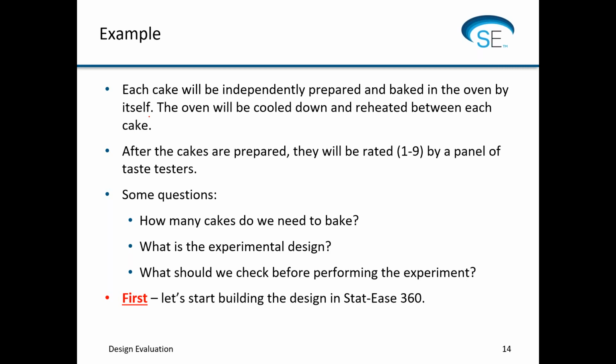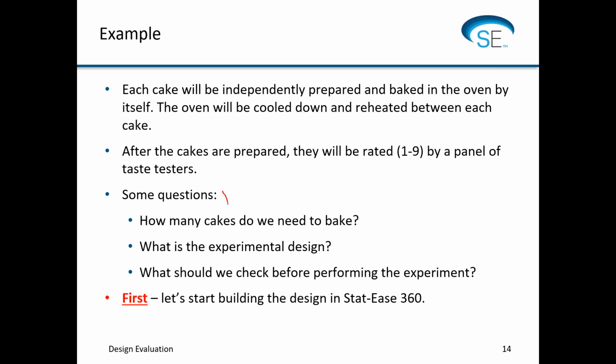So we're basically trying to make each run as independent from the previous run and each future run as possible. Okay, we're not putting 4 cakes in the oven at the same time. We're not making a big batch of cake batter and so on. It's all independent. After the cakes are all prepared and cooled down, and I think they even put them in the fridge for a day or something, I don't remember all the details of this, but they are then rated on a scale of 1 to 9 by a panel of taste testers.